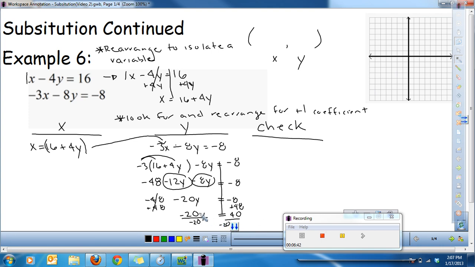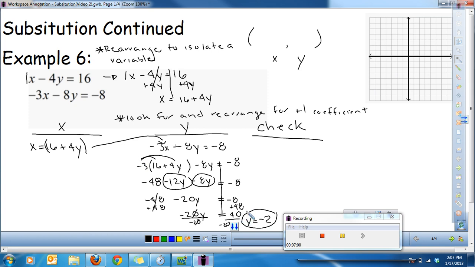We're running out of room. These cancel, and I'm left with y. Let's write that a little bit above. I'm left with y equals 40 divided by negative 20 is negative 2. I think that y is negative 2.